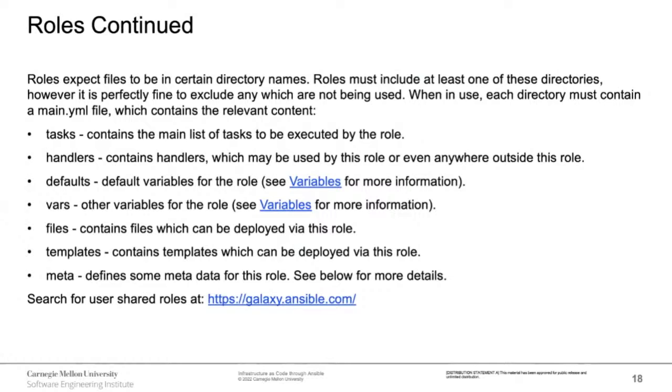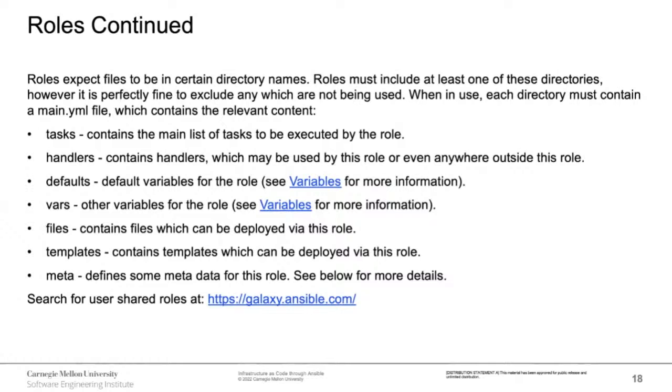They expect files to be in certain directory names. You have to have at least one of these directories for a role to be considered a role, but you can exclude any that aren't being used. And when you have a directory, you oftentimes have to have a main.yml file in it, which has your relevant content. So underneath the role, you'll have a number of folders, though you don't have to have them all: tasks, handlers, defaults, vars, files, templates, or meta. And underneath each of those, the names kind of give away their purpose.